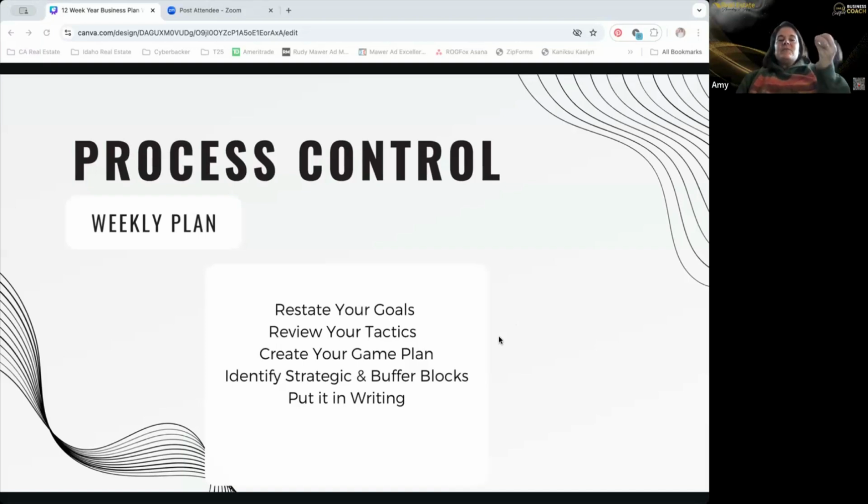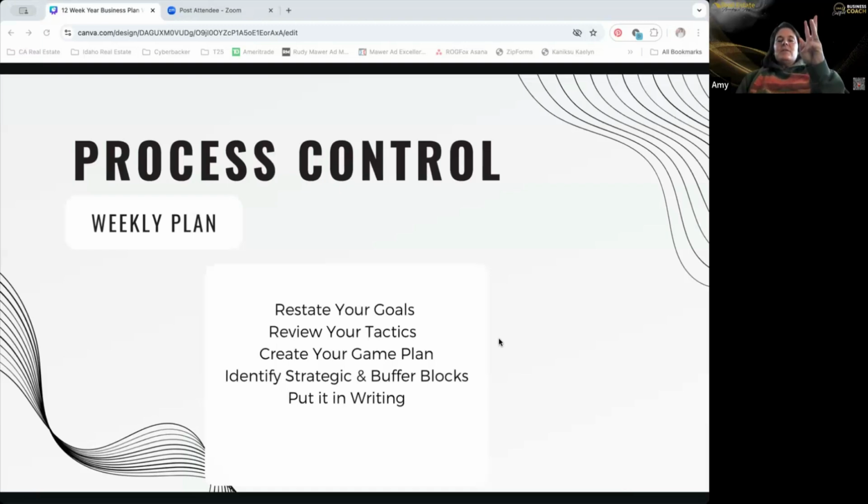Okay, an effective weekly plan has 3 parts. You're going to restate your 12-week goals. You're going to break down the tactics that need to be completed and identify the day that they need to be completed on. And then you are going to identify when your strategic and buffer blocks will be for the week. Again, more on that here in a minute. Okay, but those are the 3 parts.